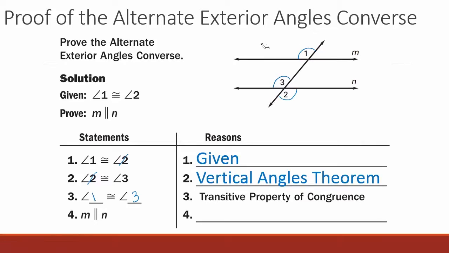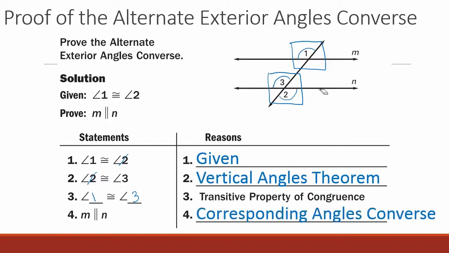I notice over here in my picture, if I drew a box around angle 1 and 3, I notice that angle 1 and angle 3 are in the same location inside the box, so they are corresponding angles, and I also know that their measures are the same, so using the corresponding angles converse, I can prove that line M is parallel to line N.